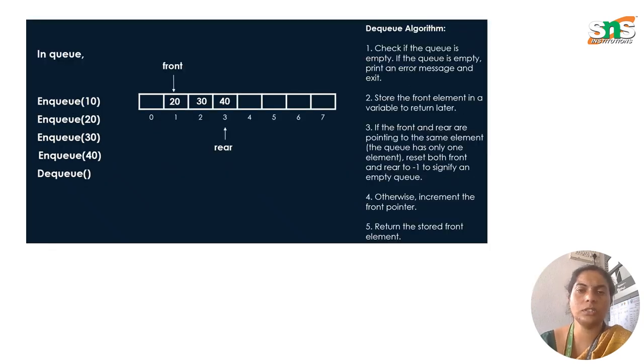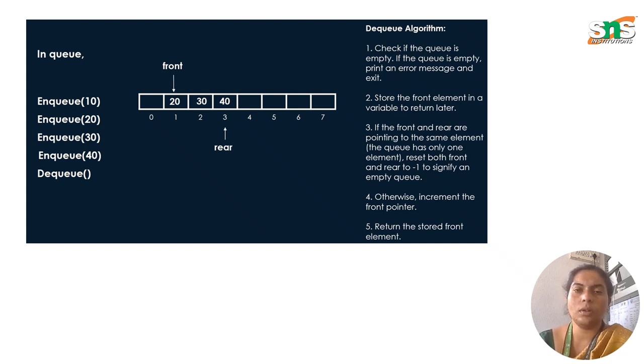So the same function is performed in Dequeue operation. First, we have to check whether the queue is empty. If the queue is empty, then we have to print a message. Else, we have to store the front element in a variable to return later. And if the front and the rear are pointing to the same element, meaning the queue has only one element, reset both the front and the rear to -1, which means that the queue is empty. Otherwise, increment the front pointer, then return the stored front element. So this is how a Dequeue algorithm works.